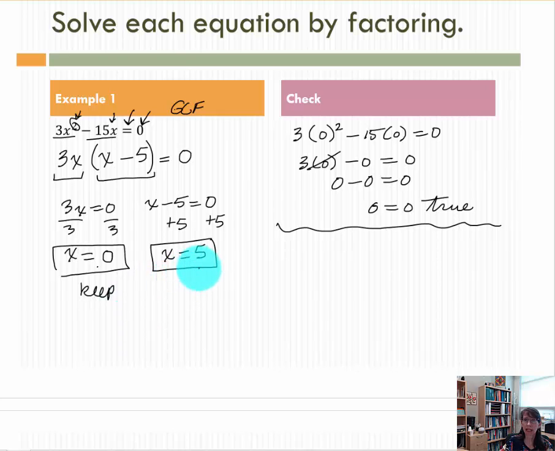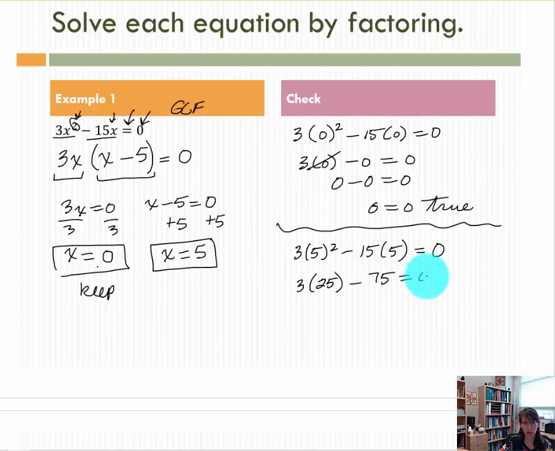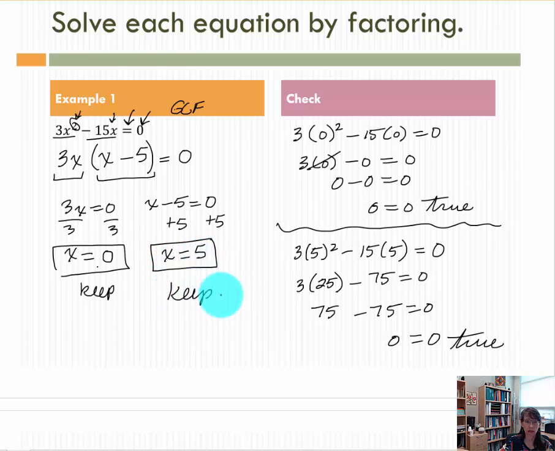For the other check, we're going to let x equal 5. 3 times the quantity of 5 squared minus 15 times 5 is set equal to 0. That means 3 times 25 minus 75 equals 0. 3 times 25 is 75 minus 75 equals 0. So again, we end up with a true statement. That means the solution of x equals 5 is indeed a solution. So both answers are correct.